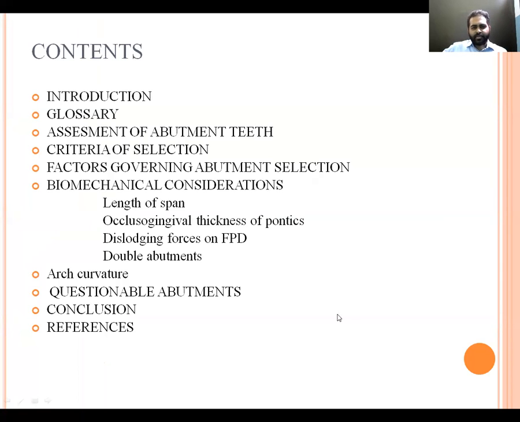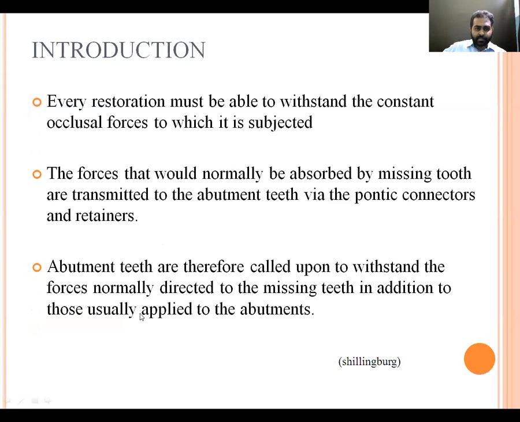It includes the introduction, the definitions of abutment, various types of assessment, how you do the assessment for your abutment selection, the criteria for the abutment selection, and the various factors which govern your abutment selection, which includes biomechanical considerations for the selection of your abutment, length of your span, periodontal ligament thickness, and other stuff. And the last one is the questionnaire on abutment. After that, we conclude and give some references for your study purpose.